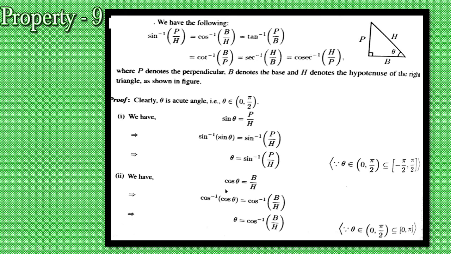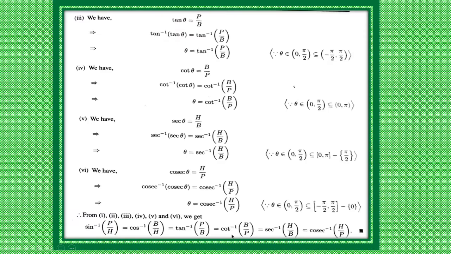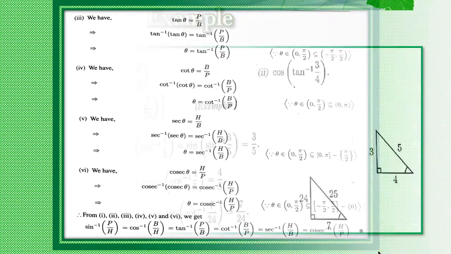Same way, if we take the cos ratio, cos theta equal to B by H, so here also we are going to get theta is equal to cos inverse B by H. Same way we can solve for all 6 trigonometric ratios, and everywhere we will get theta is equal to this thing. So all are the values of theta, so it means they all are equal, and we are going to use this property while solving the questions.